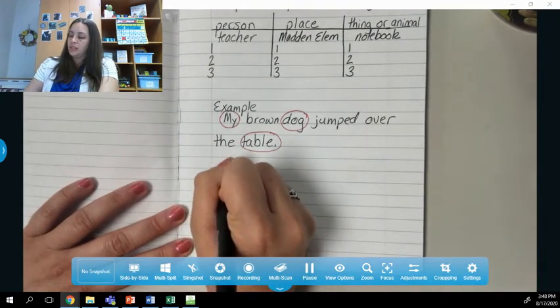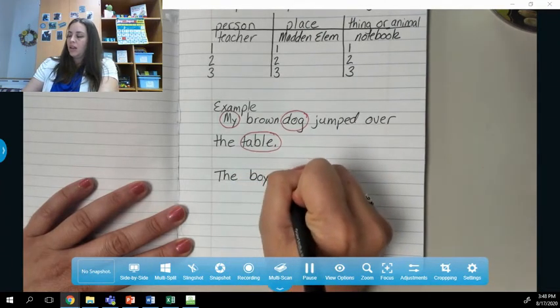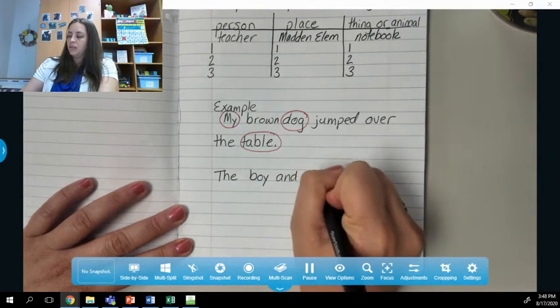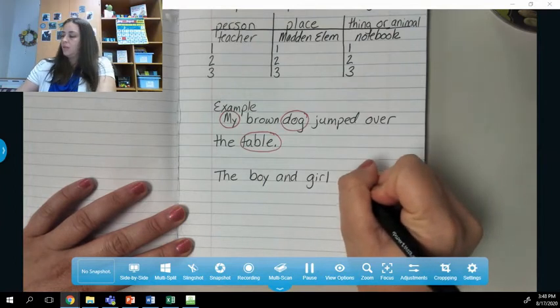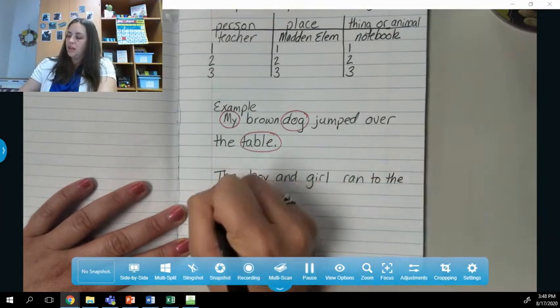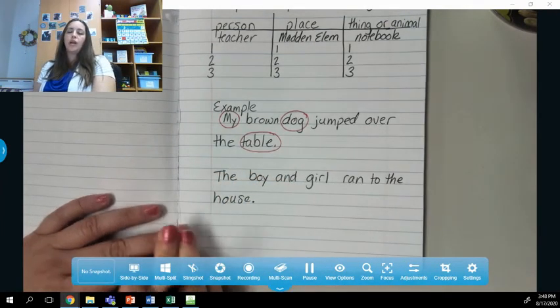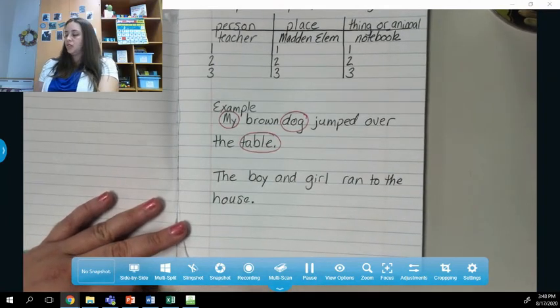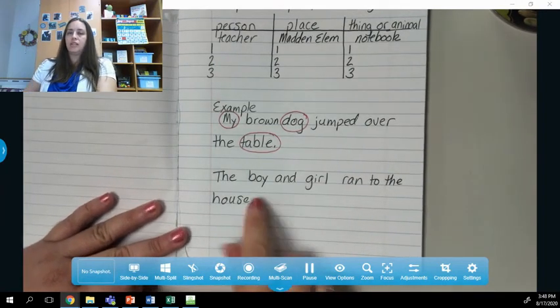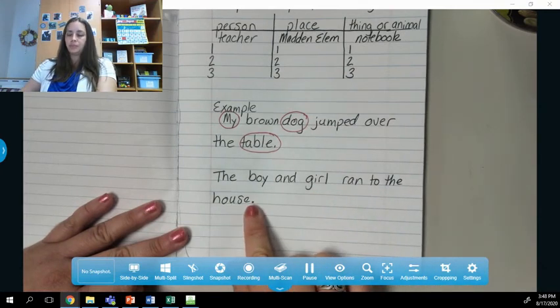So here's your practice. The boy and girl ran to the house. At this time, take your red crayon or colored pencil and circle the 3 nouns that are in the sentence, the boy and girl ran to the house.